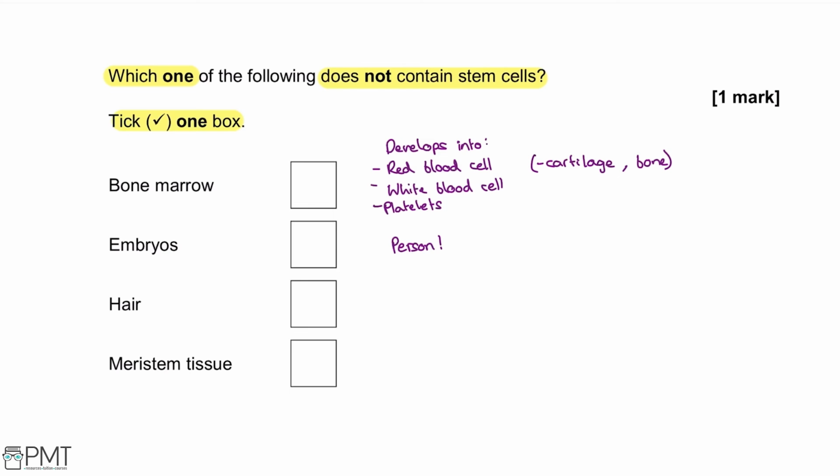Hair is made up of dead cells, so these aren't going to differentiate into anything else later on, meaning they're very unlikely to be stem cells. And lastly, there is meristem. So this is actually found in plants, quite often in the root tips. And these will go on to form more specialised cells in the plants and plant organs. Now we can see that the only one not containing stem cells is the hair, and so that's going to be your answer.